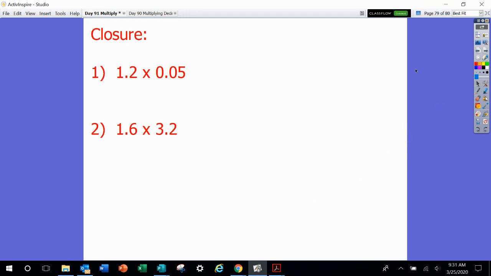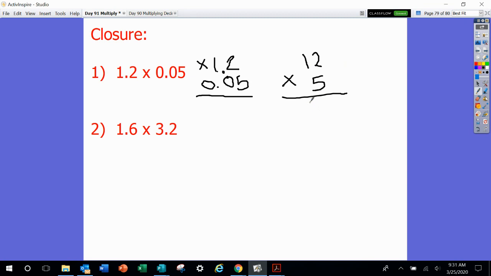Okay, let's go over this problem. 1 and 2/10 times 5/100. So I'm going to go ahead and rewrite this so that both numbers are whole numbers, because I just like to visualize it that way. So now I have 12 and 5. 12 times 5 gives me 60.